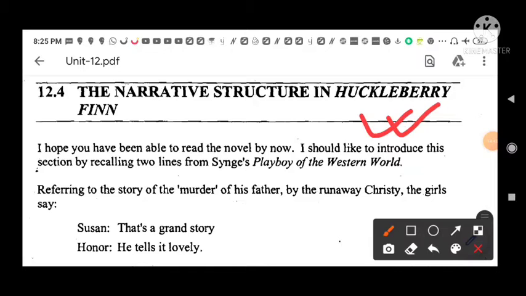It is our most awaited moment. The narrative structure in Huckleberry Finn is important from your exam point of view. In university exams, graduation or post-graduation, the narrative structure is a main question. It could be asked in the exam, so we will go through the narrative structure in Huckleberry Finn clearly.